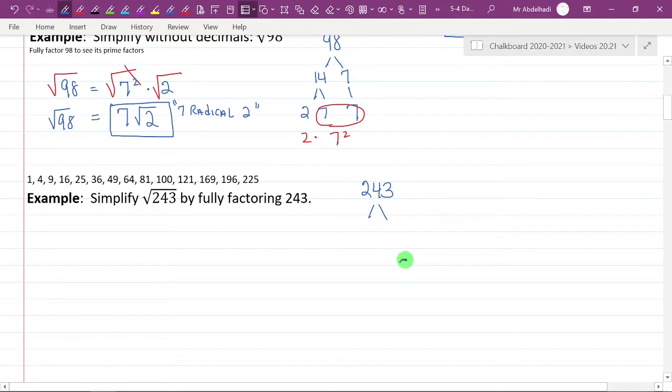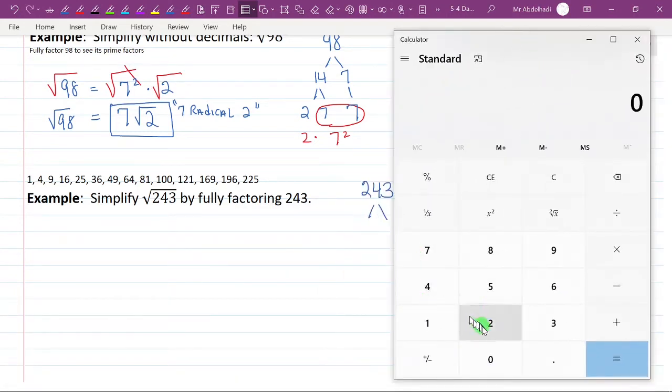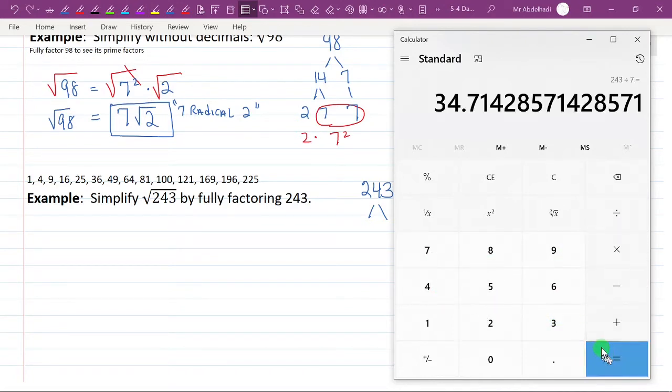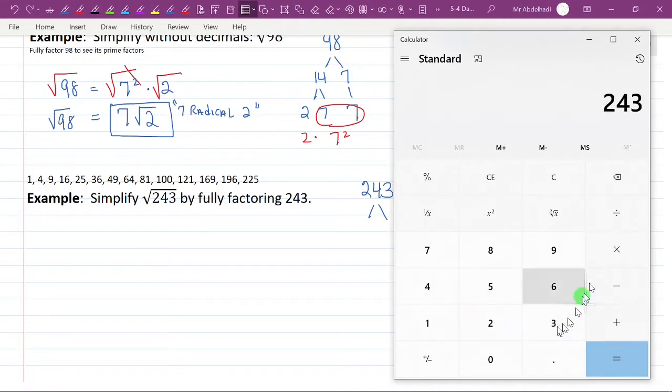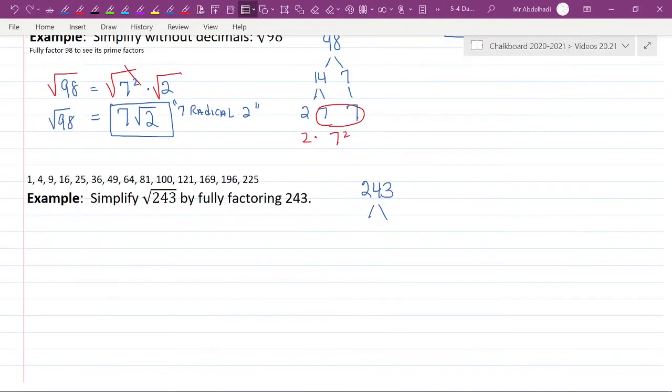Once again, you can take some guesses, right? Or you can grab a calculator. We'll grab a calculator here and just try out a couple numbers, okay? 243 divided by, I don't know, 6. Nope, no good. 243 divided by 7. Nope. 243 divided by 8. Nope. 243 divided by 9. Hey, 27. 9 times 27 apparently equals 243. So that's one way to go.